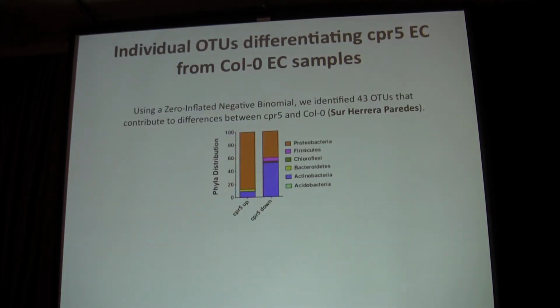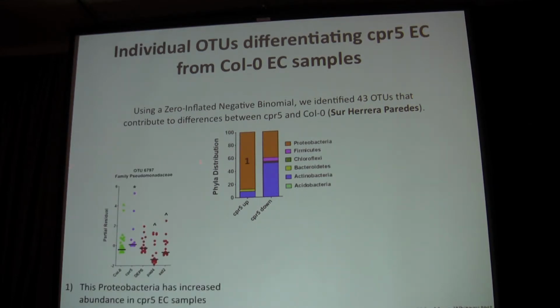So again, this was a model applied by Sur, the graduate student in the lab. In this case, instead of a generalized linear mixed model, we've used a zero inflated negative binomial. And this is just because our data set had so much sparsity in it. There were too many zeros to be able to decipher what was a meaningful zero from what was just background noise. So in this case, there are 43 different OTUs which contribute to differences between CPR5 and Columbia. And below, I've weighted them by their relative abundance.